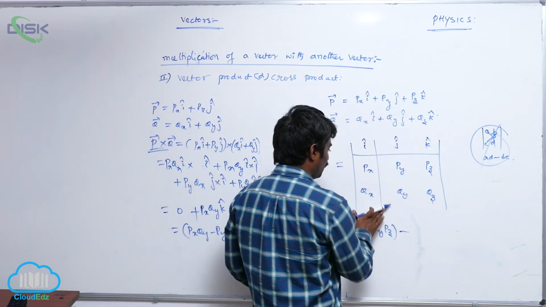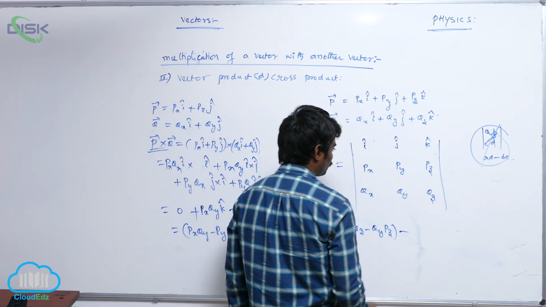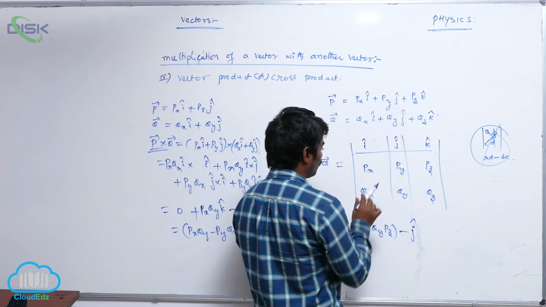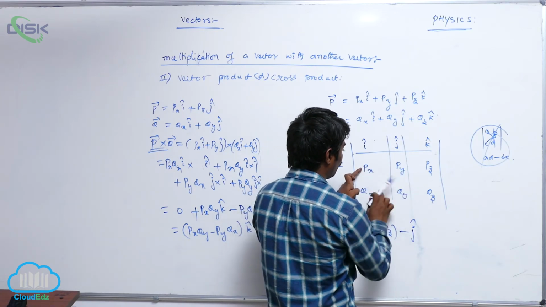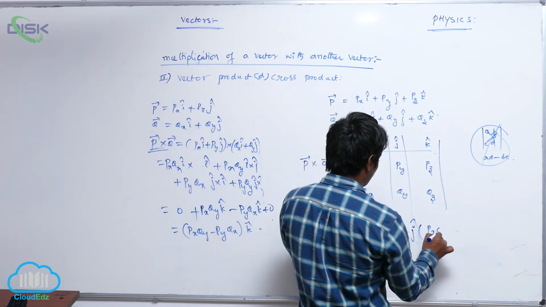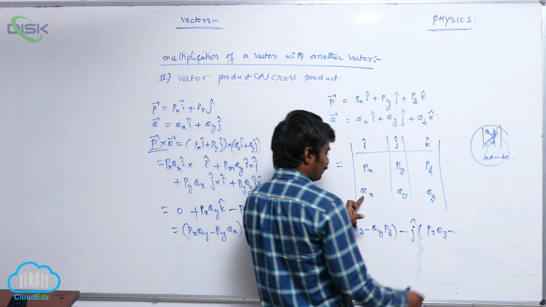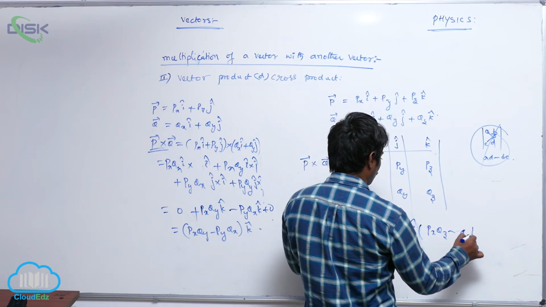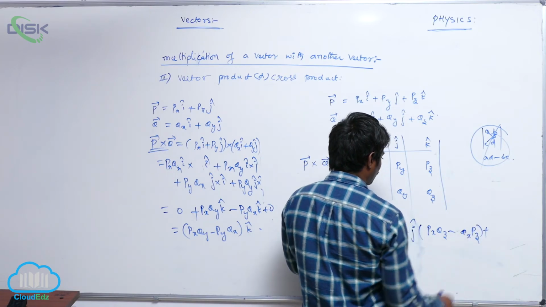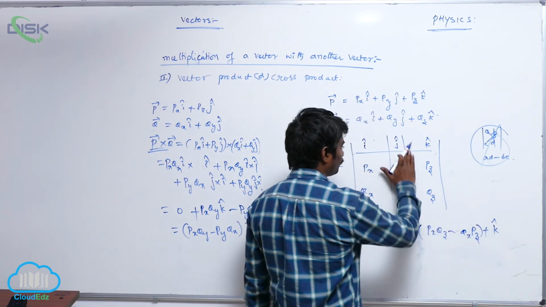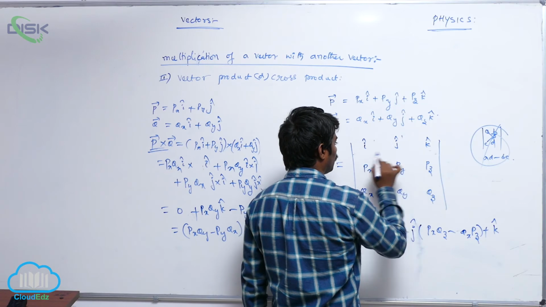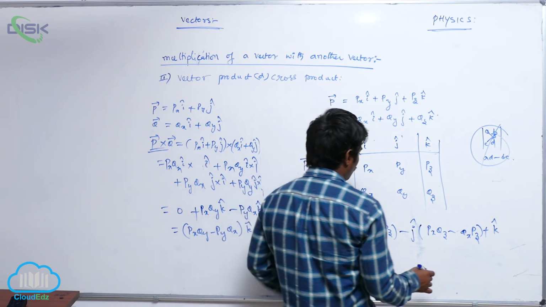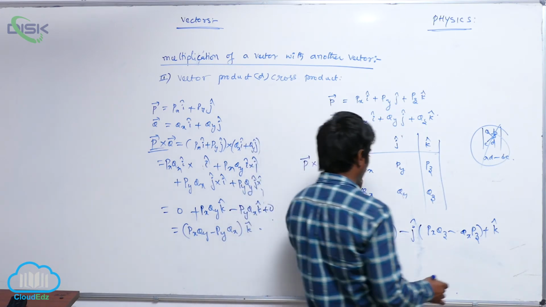And for j cap, you have to keep minus. Again leave this row and this column, the remaining are a b c d, so ad minus bc: px qz minus qx pz. Then plus k cap. Now you leave this row and this column, you have these 4, so ad minus bc, again px qy minus qx py.